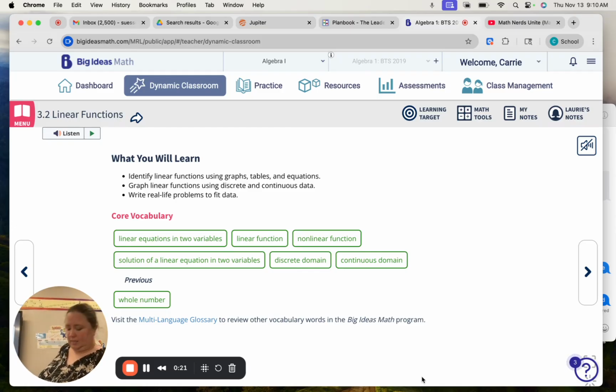What is a discrete domain? Go ahead, Chloe. A discrete domain is a set of input values that consist of only certain numbers in an interval. So it's going to be specific numbers that can't be broken into parts. Interval would be like 1, 2, 3, 4, 5, not 1/6, 1/8, 1.5, those kinds of things.